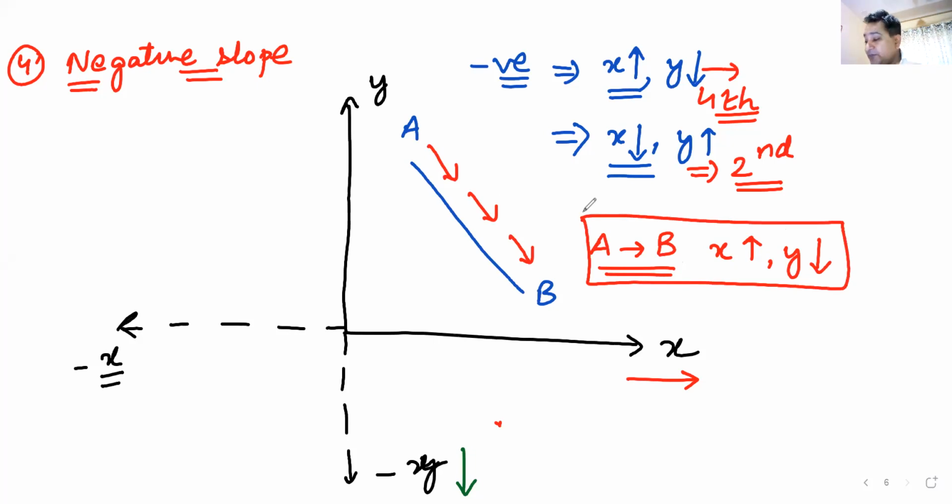Yes, Ajit, you are absolutely correct. X is increasing, Y is decreasing. This is a negative slope graph. Are you getting me? Can I have some raised hands that you understand this?